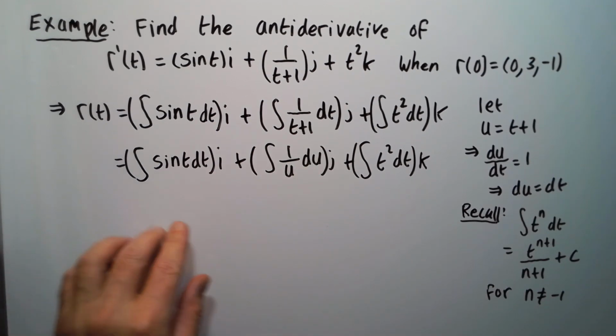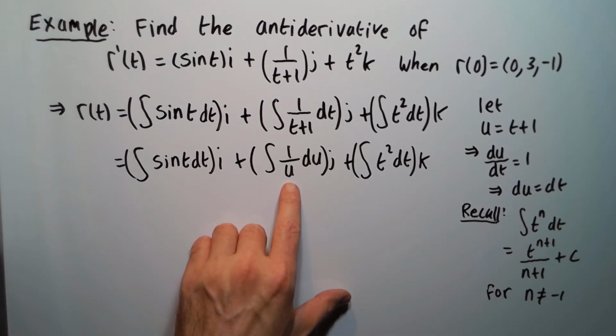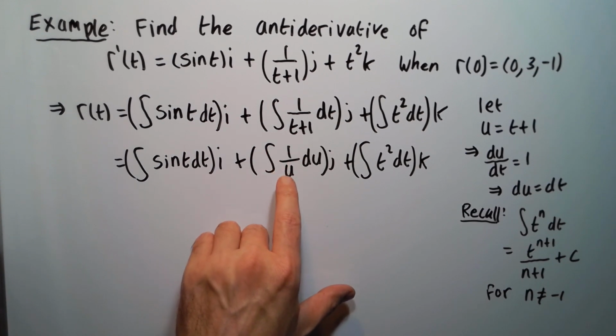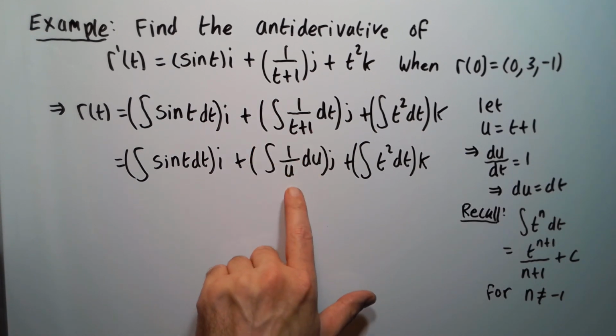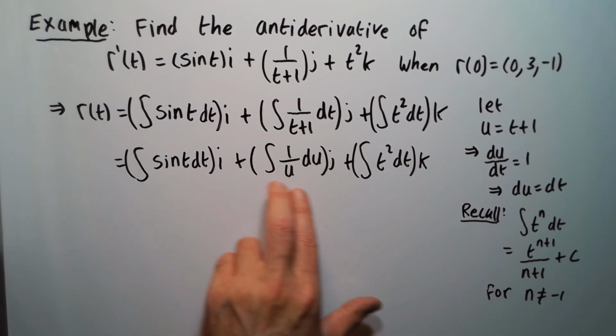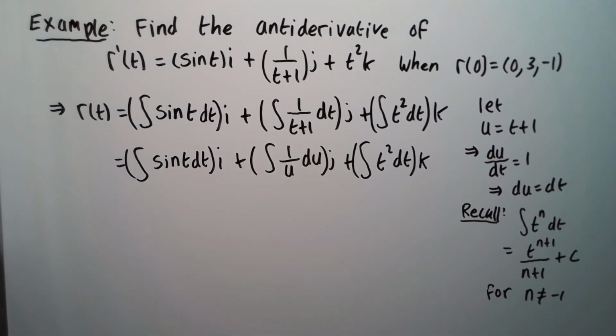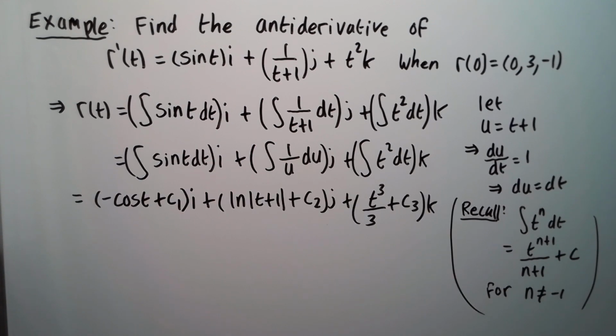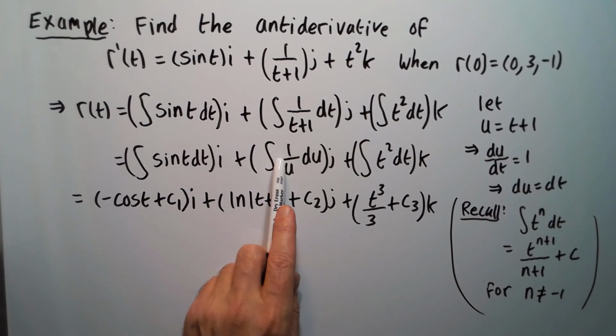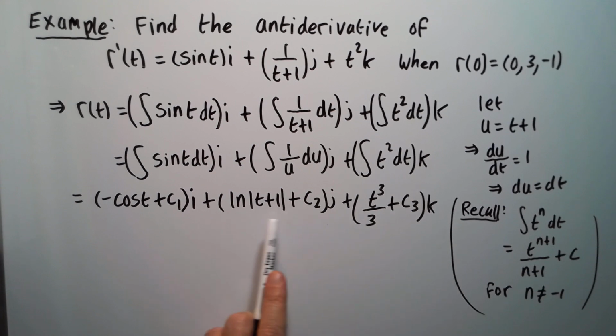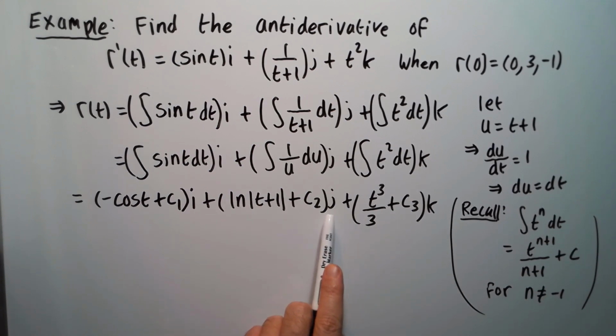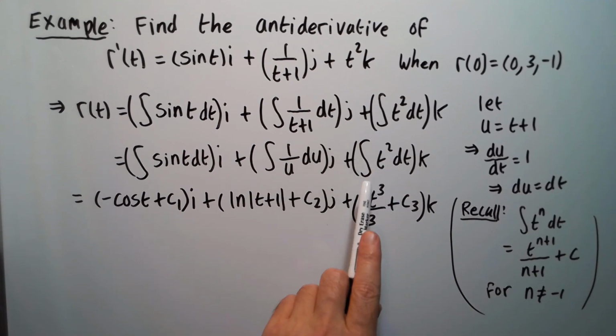Let me write down the answers then. And we know that the integral of 1 over u is going to be natural log of u, actually natural log of the absolute value of u. So let's integrate this, and this right here. So integrating, we get minus cosine t. When you integrate, you have to put a plus a constant here, c1, that'd be i direction. So integrating this would be ln of absolute value of u, but u is t plus 1, so it's going to be ln of absolute value of t plus 1 plus a second constant, call it c2, j direction. Integrating t squared will become t cubed over 3 plus c3 k.